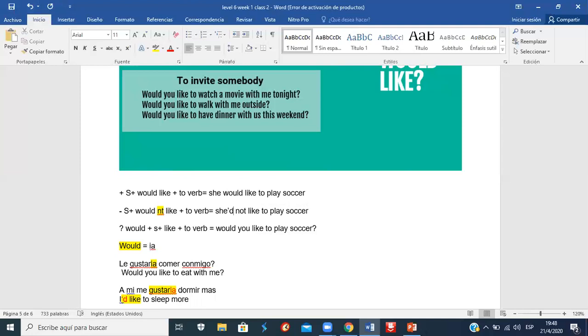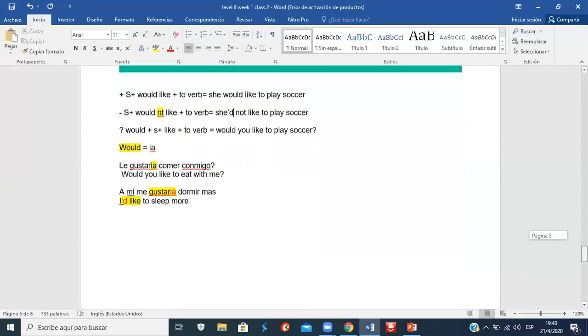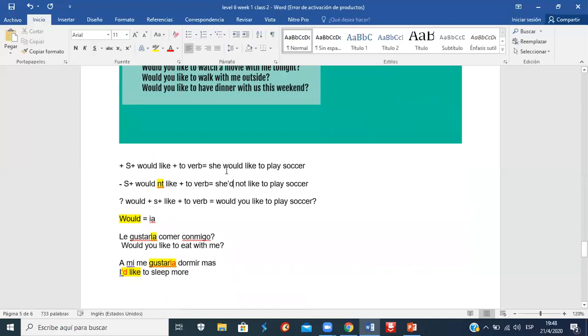So this is the use of "would." Remember, this is the structure, "would" in interrogative statements, and it's used to refer to invitations and to offer something, okay? So obviously, when we answer, we are going to use an affirmative statement, or if we refuse, if we say no, we are going to use the negative structure. So this is the topic that we were supposed to study today, okay?